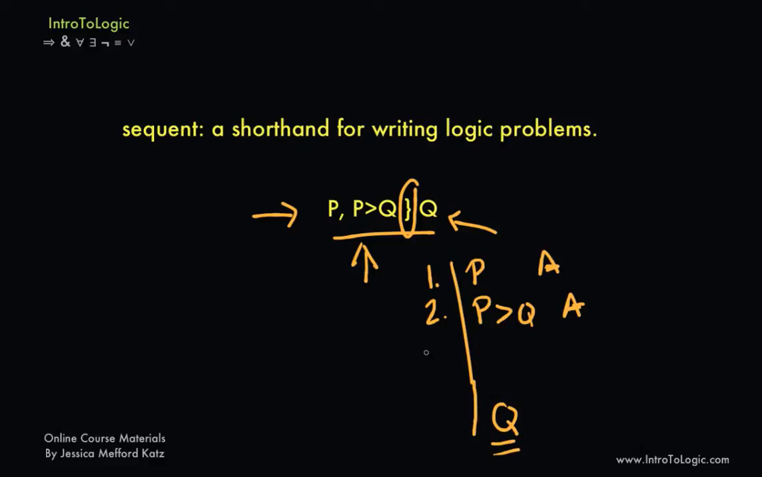Now this is a very short argument, as we've seen several times. It's simply just a modus ponens argument. So all we have to do is use lines 1 and 2 and the rule of inference MP, or modus ponens, and we can derive Q, the consequent of the conditional on line 2. So that's what a sequent is, and this is how we will write sequents in the future.